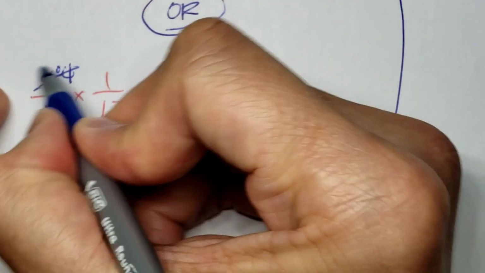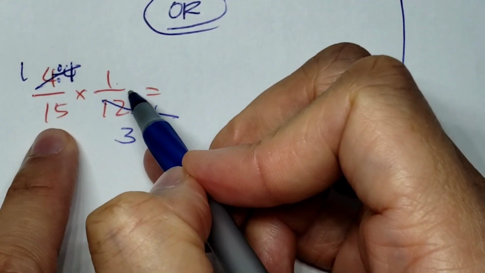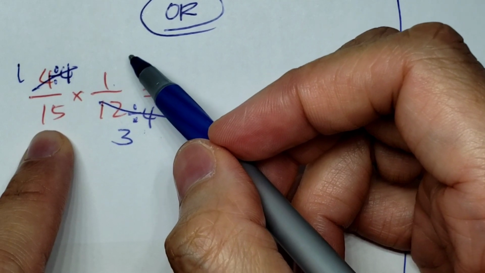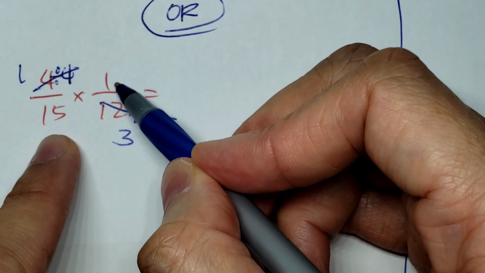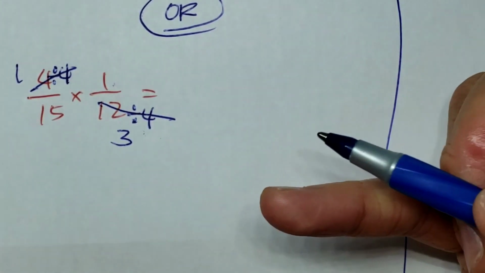So 4 divided by 4 is 1. 12 divided by 4 is 3. Now 15 and 1. What number can you divide into 15 and 1? There's no other number that we can divide evenly except for 1. So, any number multiplied by 1 is that number. So it won't change. So keep it the same.